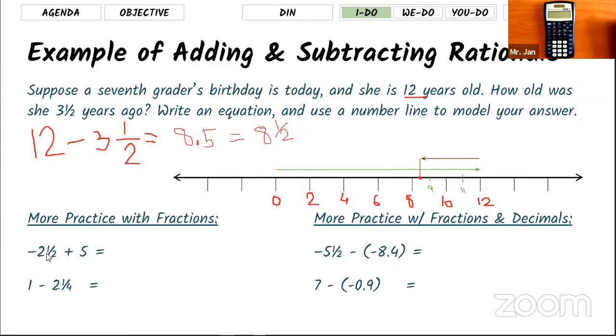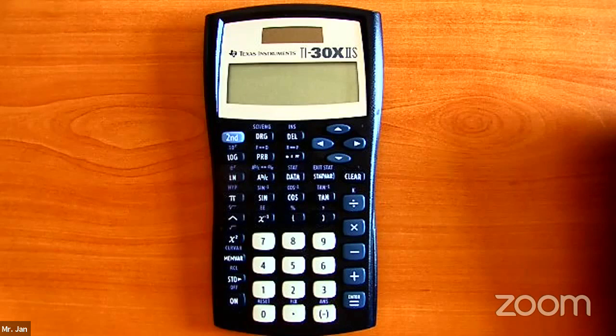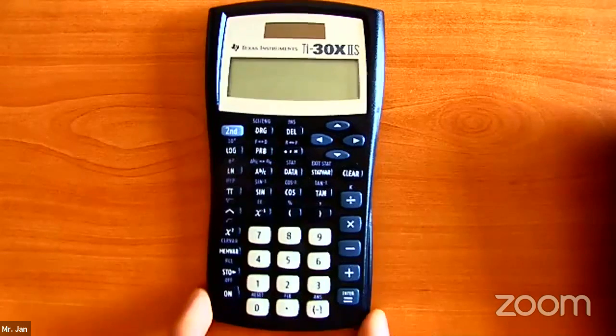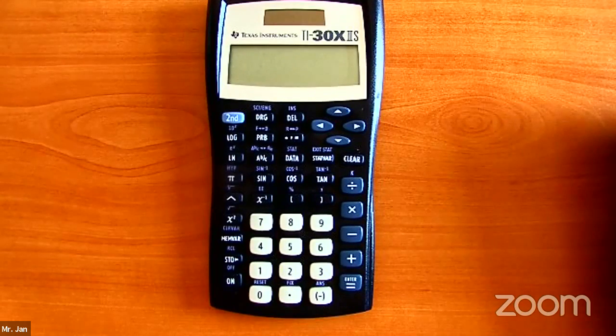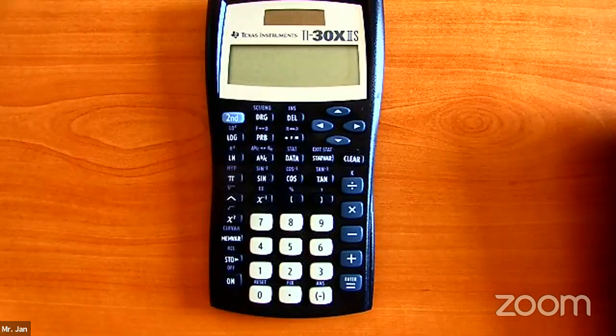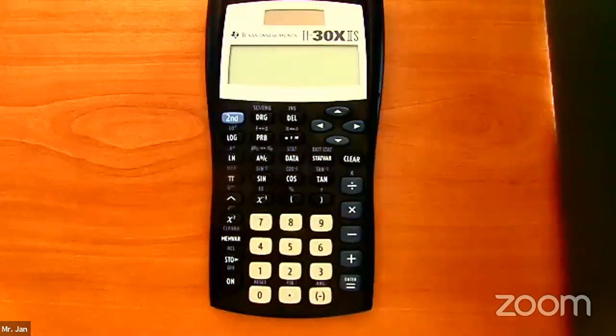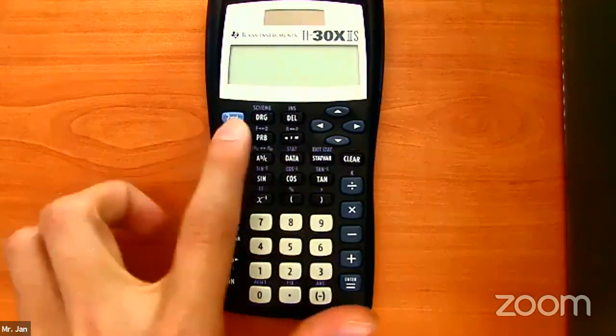So let's start with the first one now: -2 1/2 plus 5. Let me show you how to type this mixed number on the calculator. I'm going to stop sharing my screen real quick, and here's my calculator. Here we go. So what was my -2 1/2 and plus 5? Here's the calculator I'm going to show. If you have a different calculator, let me know, and I will show that one too.